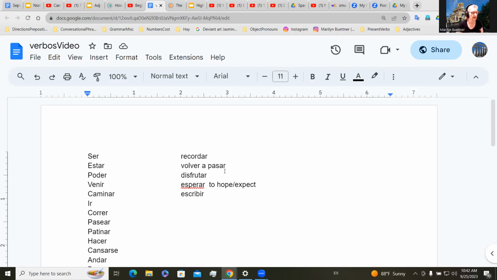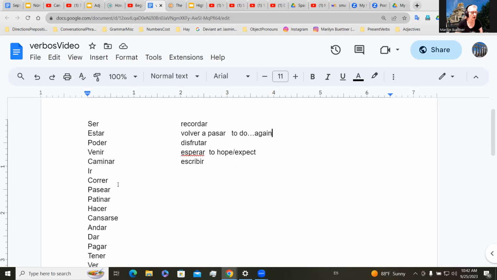Volver a pasear, that is a harder one there because it's a combination of three verbs. Volver a means to do something again. So when she said, vuelven a pasar, they pass through the streets again. She was talking about the cars coming back after they're blocked for people to do their biking for the day. See? Disfrutar, esperar, escribir. Okay.